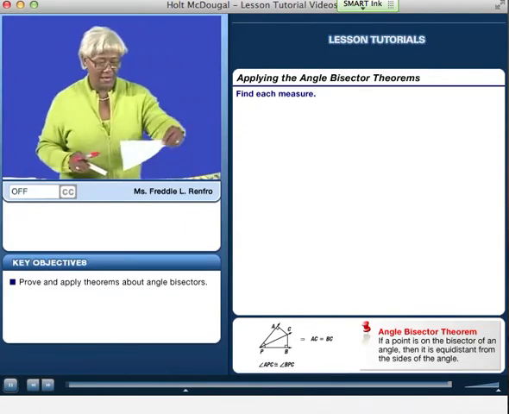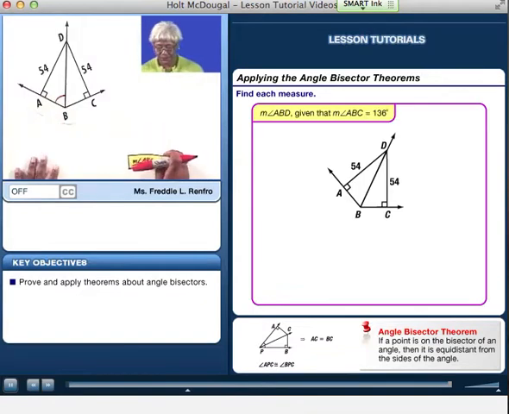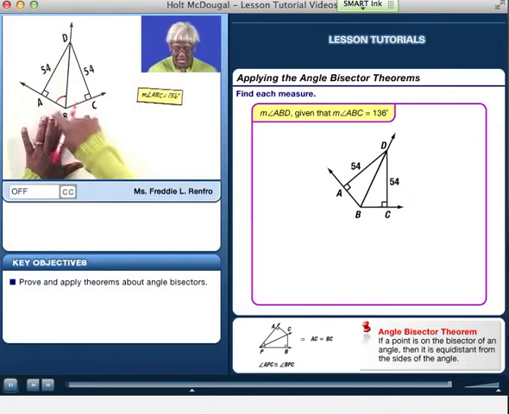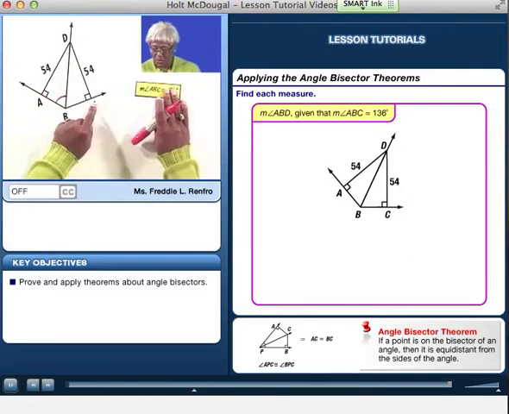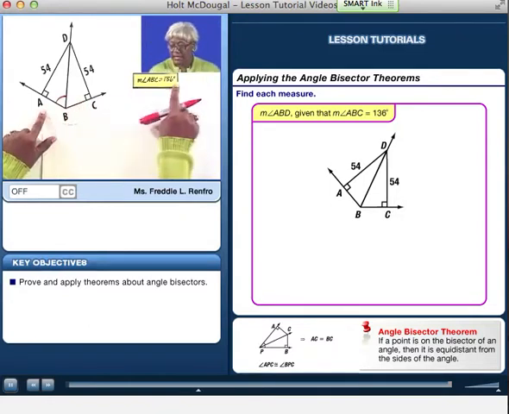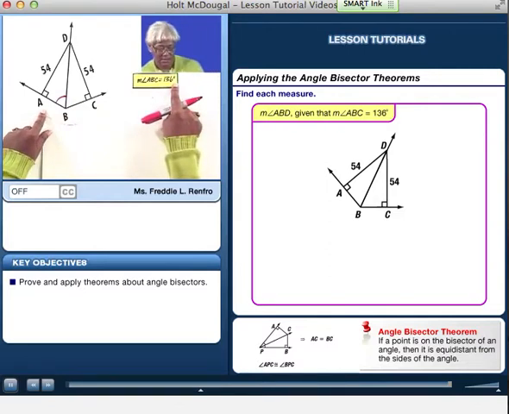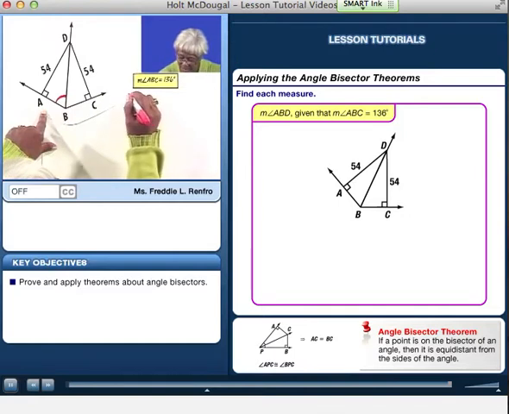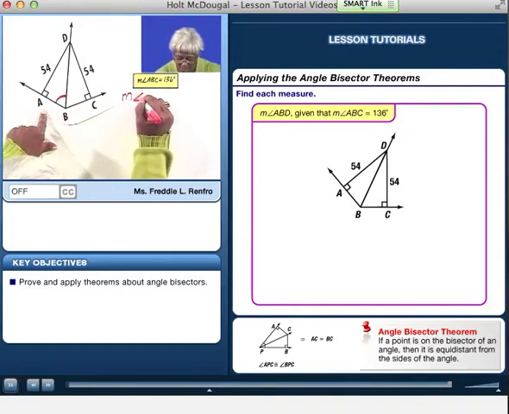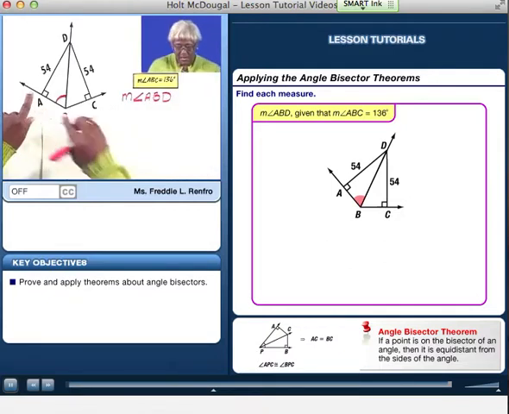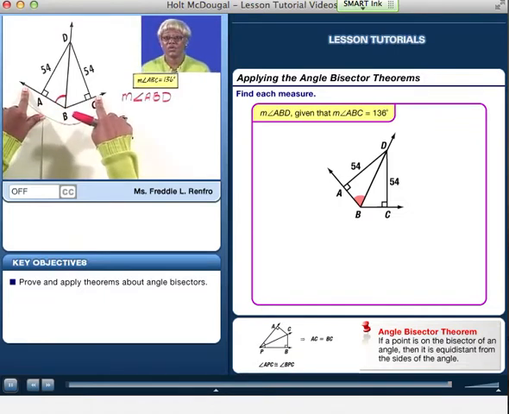This time we have a point in the interior of an angle, and the angle is ABC. We're also given that the measure of angle ABC, this whole angle, is equal to 136 degrees. We're being asked to find the measure of this little angle that I've marked. We want to find the measure of angle ABD.